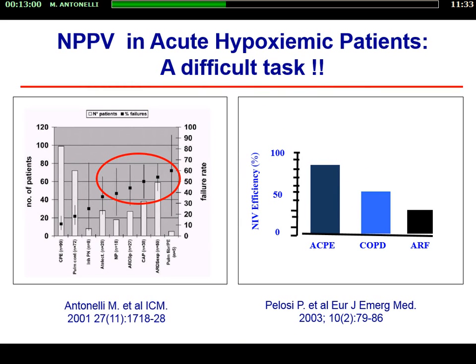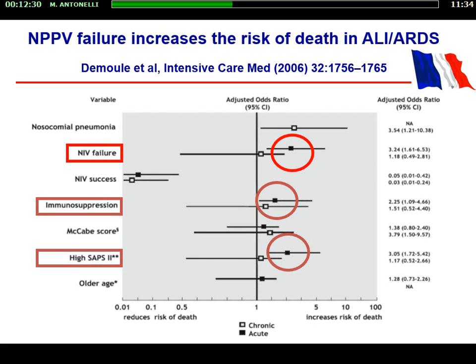However, as soon as we have situations where we are treating patients with ARDS, we well know that the possibility of failing, represented in this paper by the small black squares that are the rate of failure, is higher. As soon as you approach a patient with pneumonia or ARDS, the failure rate is much higher in comparison to what you can get when these patients suffer from acute pulmonary edema.